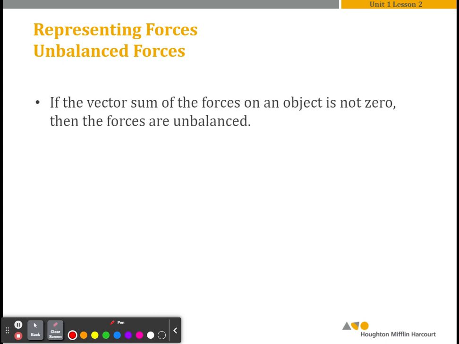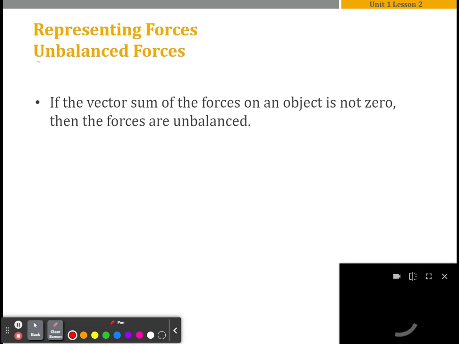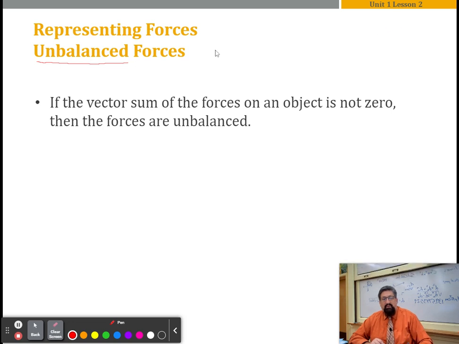What happens when forces are unbalanced? Well, if you add up all the forces, if you add up all the vectors, you find the resultant of all the vectors, and if the sum of those vectors is not 0, then we say that we have an unbalanced force or a net force. We can say an unbalanced net force. So that's another vocabulary term. So we have a non-zero net force on the object.